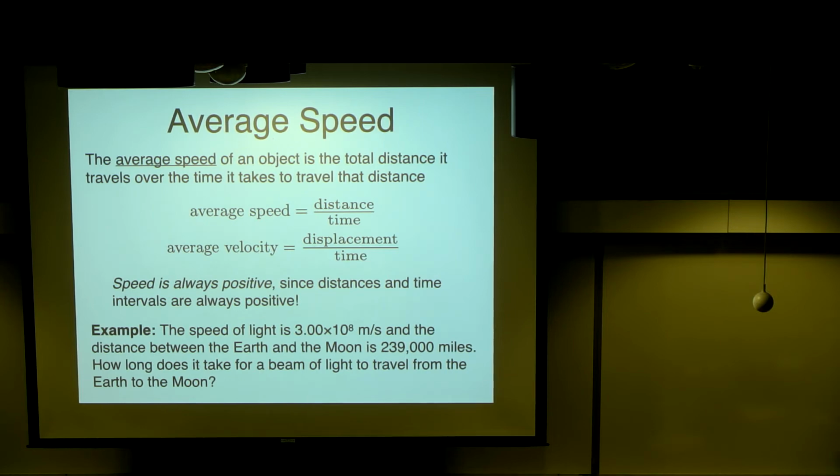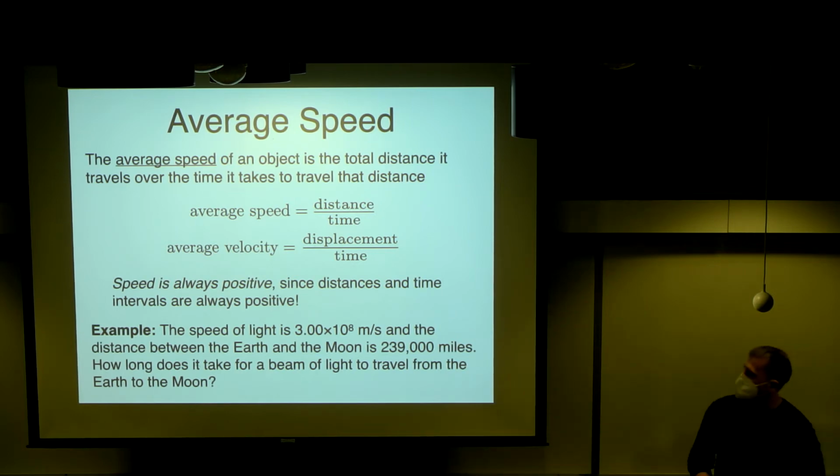Okay, so we've defined average velocity, haven't we? We've defined it, if we want to put it in words, as displacement over time. Now you're also going to encounter a term called average speed, which is closely related but not exactly the same thing, which is distance over time. So average velocity is displacement over time. Average speed is distance over time.